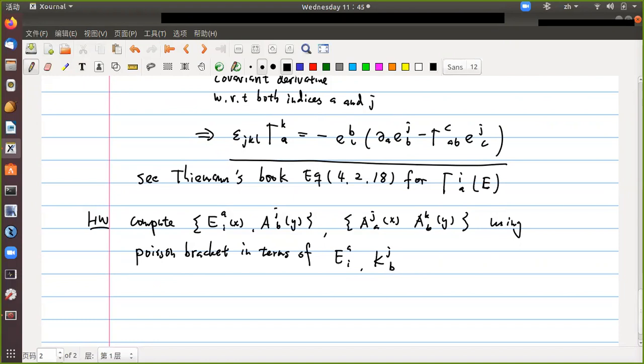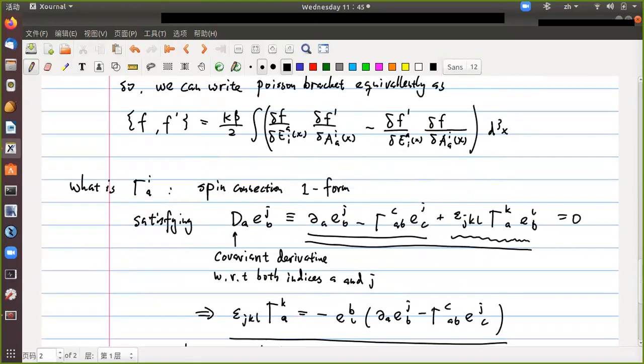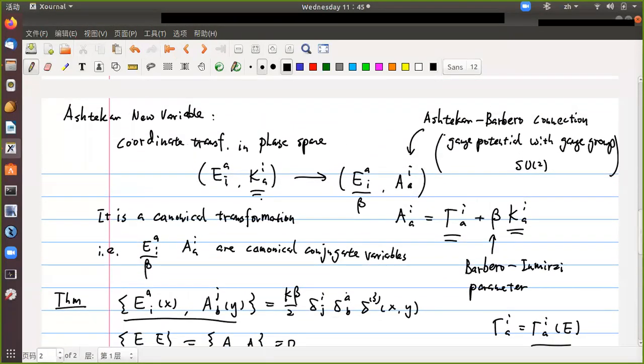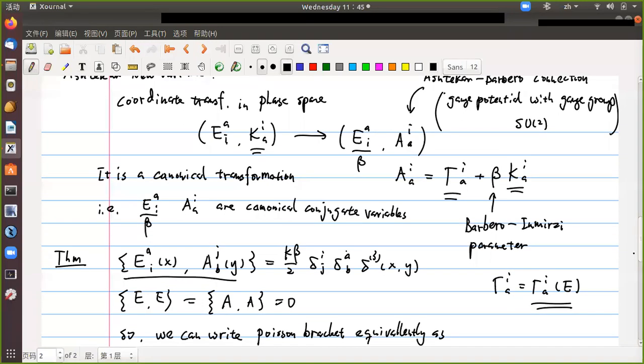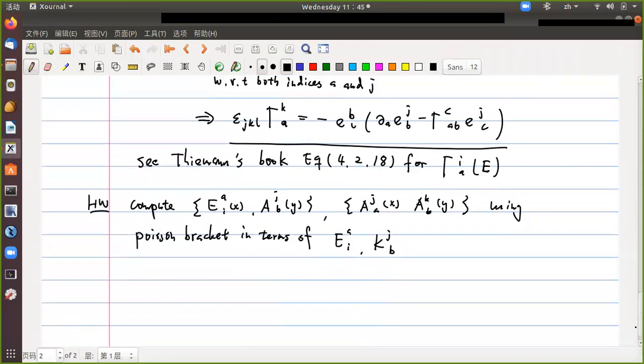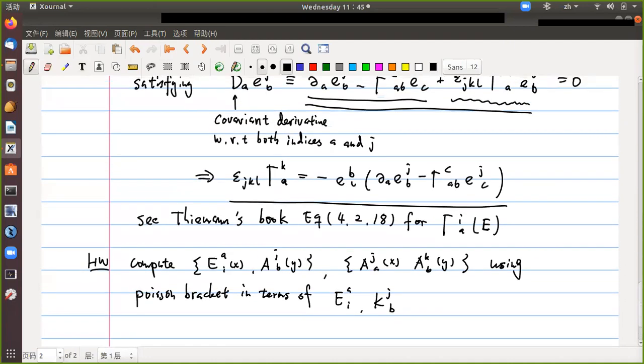Yeah. So okay, the purpose of this homework is for convincing yourself that this coordinate transformation is indeed a canonical transformation. So by working out this homework, you should be understanding what we mean by canonical transformation.